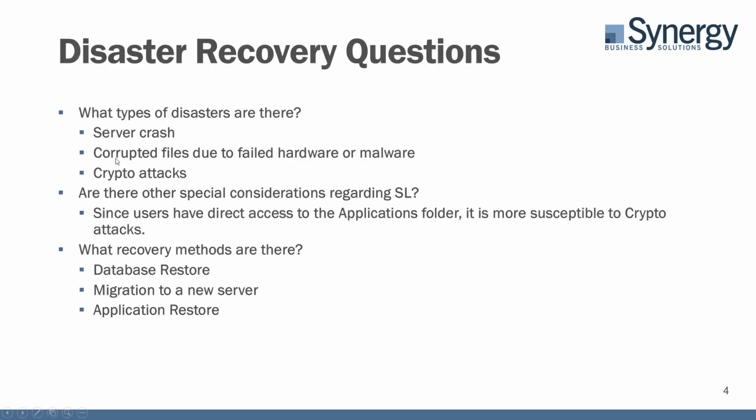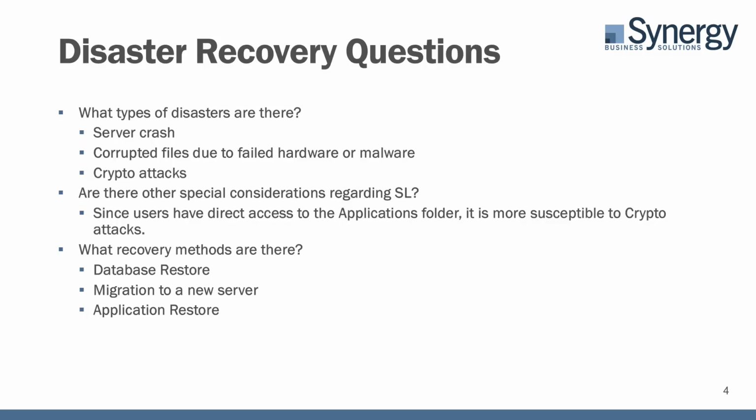The other type of disaster is corrupted files. You may have corrupted files due to failed or failing hardware or malware. This can include database corruption, or maybe the Dynamics SL applications folder gets corrupted. So in other words, the data is there, but it's completely inaccessible.